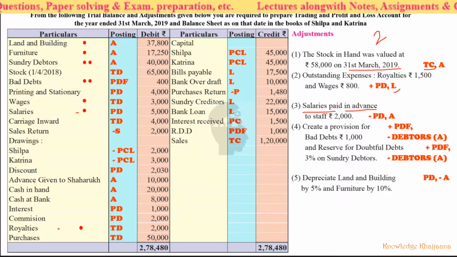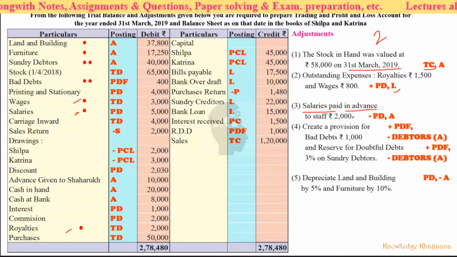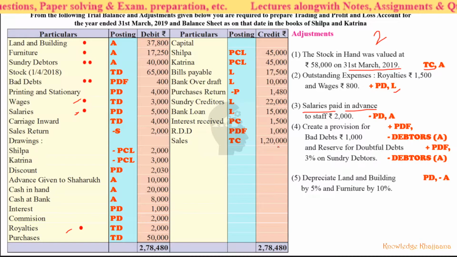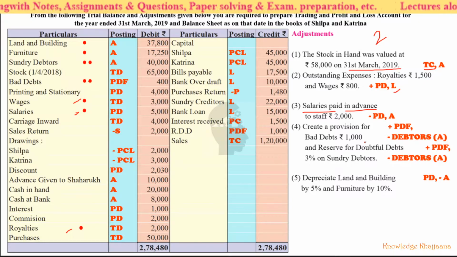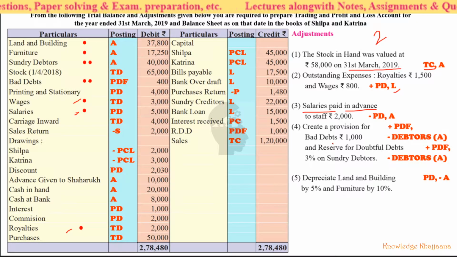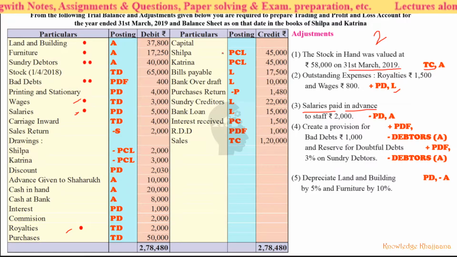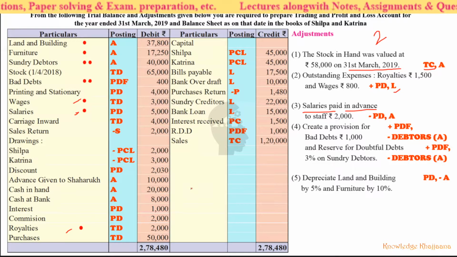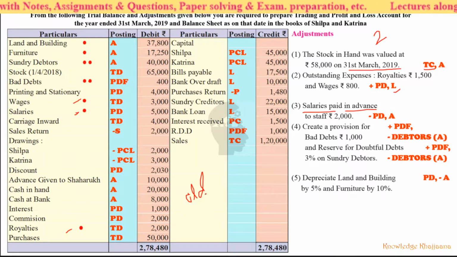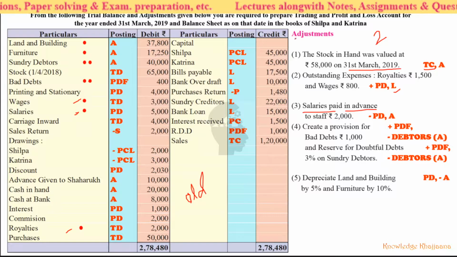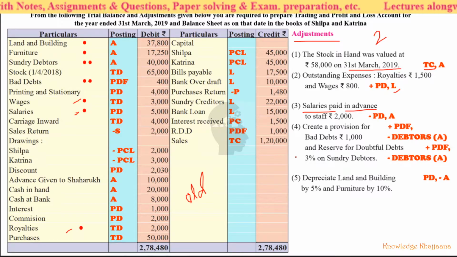Earlier we made the marks against royalties and wages, and now for this adjustment we will make the mark against salaries. Next, create a provision for bad debts, rupees 1,000. This is a new provision because it is given in the adjustment. Whatever bad debts and provision is already given in the trial balance is old. And whatever is given in the adjustment regarding bad debts, provision for doubtful debts, or reserve for doubtful debts, that is new.